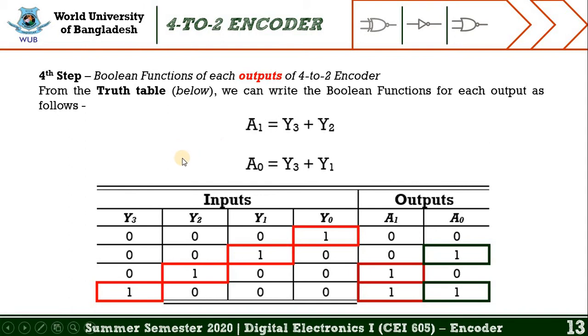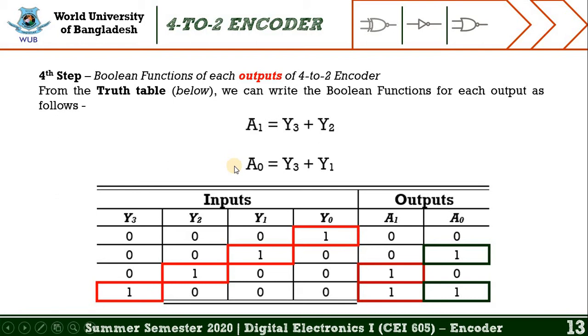Now the fourth step should be the Boolean functions of each output of 4 to 2 encoder. From the truth table in the previous slide, we can write the Boolean expression or Boolean function for each output. Since this encoder has only two outputs, we get two Boolean functions or Boolean equations.